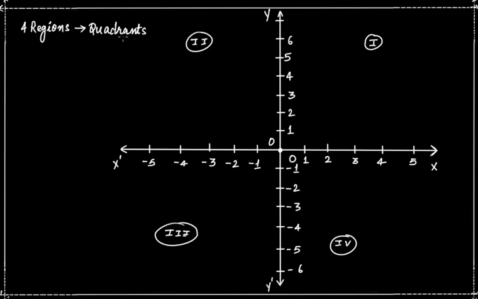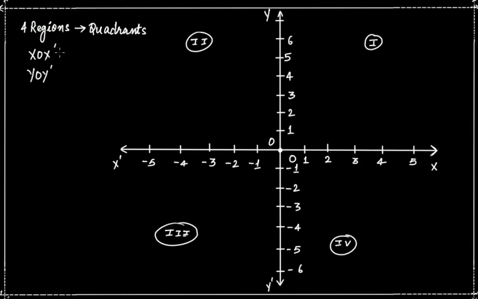What do we mean by quadrants? That is, a region is divided into four parts. So this plane has been divided into four regions, and the regions are called quadrants: first quadrant, second quadrant, third quadrant, fourth quadrant. That is, we are moving in an anti-clockwise direction, anti-clockwise rotation: 1, 2, 3, and 4. And we have these four regions due to these two axes, that is XOX dash and YOY dash.